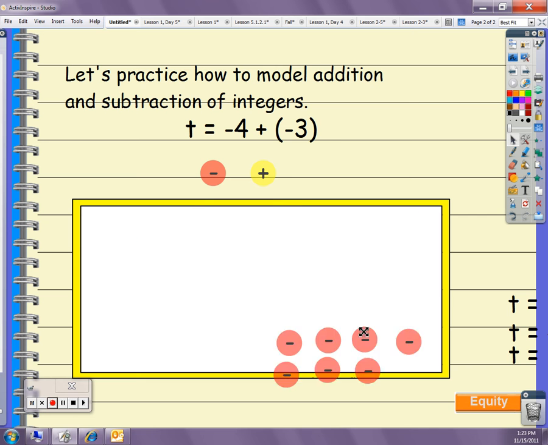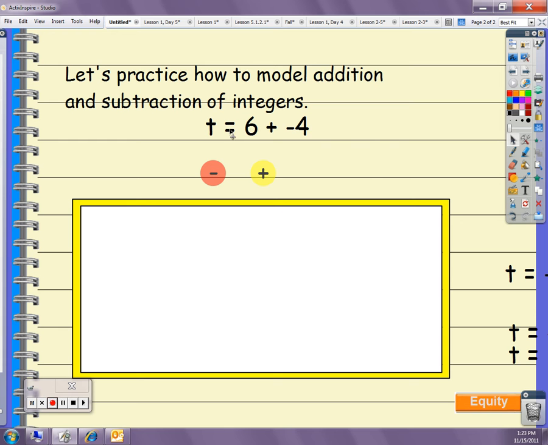Let's go ahead and set up another practice problem. In this equation, we have +6 plus -4. So starting off with my positive counters, I'll take 1, 2, 3, 4, 5, and 6. Now I'm going to add to the equation mat 4 negative counters: 1, 2, 3, and 4.